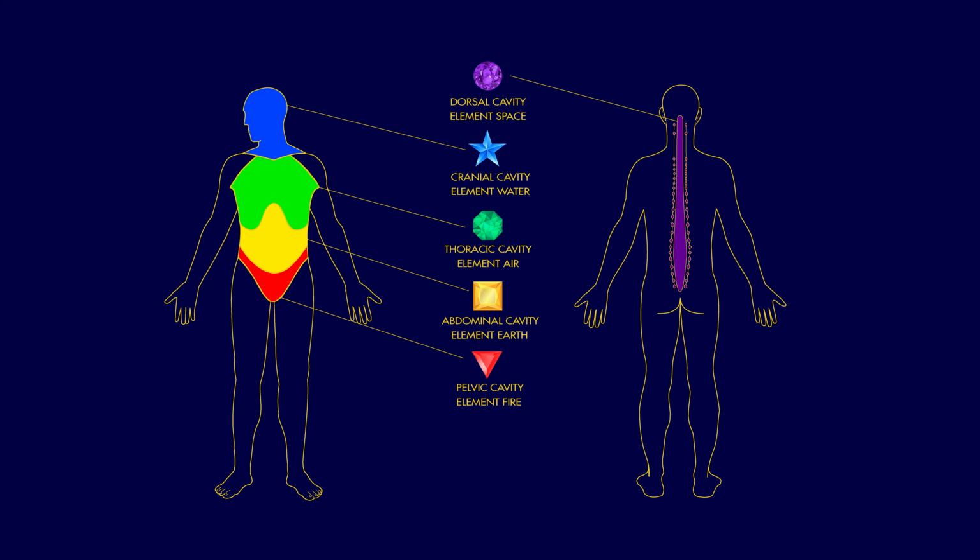The dorsal cavity is where the violet element space is found. This cavity is imagined as violet. Please close your eyes and the meditation will start.